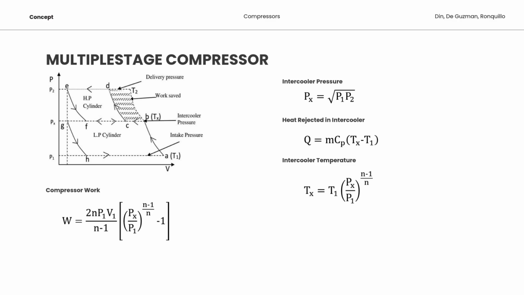Then, for the heat rejected in the intercooler, the rate of heat rejected in the intercooler in kilojoules per second is given as Q, which is the heat rejected, is equal to the mass flow rate multiplied by the specific heat at constant pressure times Tx minus T1. Then lastly is the intercooler temperature. For complete or perfect intercooling in a two-stage reciprocating air compressor, the intercooler temperature, also known as the intermediate temperature, is given as Tx is equal to T1 multiplied by (Px over P1) raised to (n minus 1 over n).